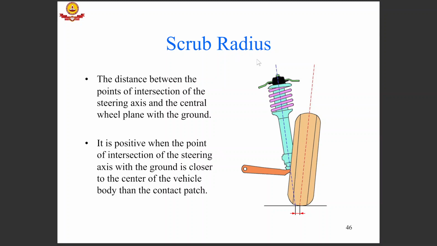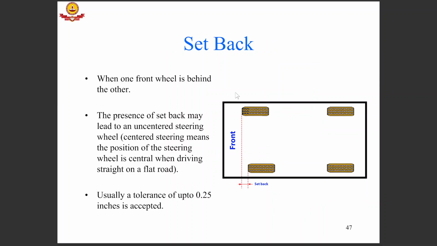Then there is something called scrub radius. It is the distance between the points of intersection of the steering axis and the central wheel plane with the ground. It is positive when the point of intersection of the steering axis with the ground is closer to the center of the vehicle than that of the tire contact patch. Otherwise, it is negative.